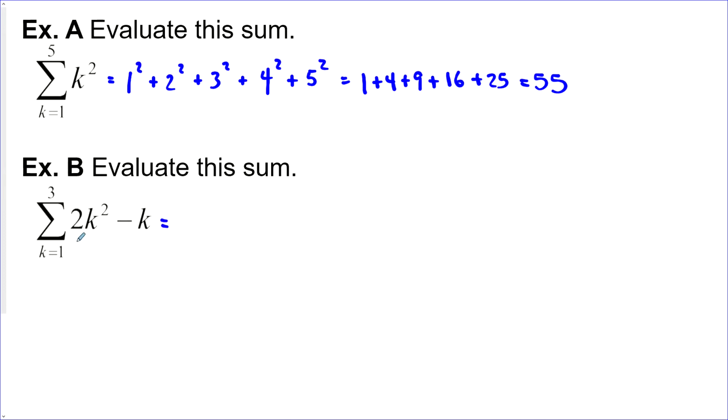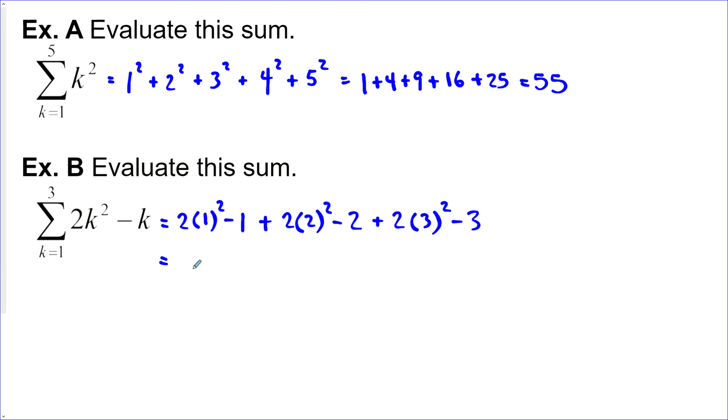Let's try the next one. It's got a little bit more of a complicated formula. So I start off with 1, which is a common place to start, but it doesn't always start at 1. And there is my common formula evaluated at 1. I'm going to add this common formula evaluated at 2. So 2 times 2 squared minus 2. And then plus my last value here, which is 3. So 2 times 3 squared minus 3. I just need to add all that up.